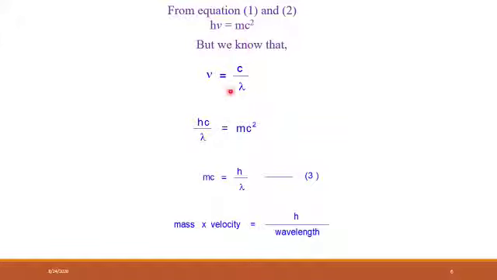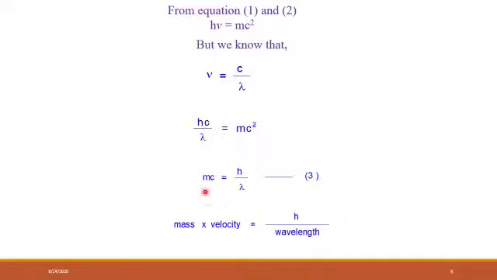Again, we know that nu is nothing but c divided by lambda. If you substitute the value of nu in this equation, you will get hc divided by lambda is equal to mc square. If you simplify this, one c cancels and only one c remains, that is mc is equal to h upon lambda. We will call this equation number 3.